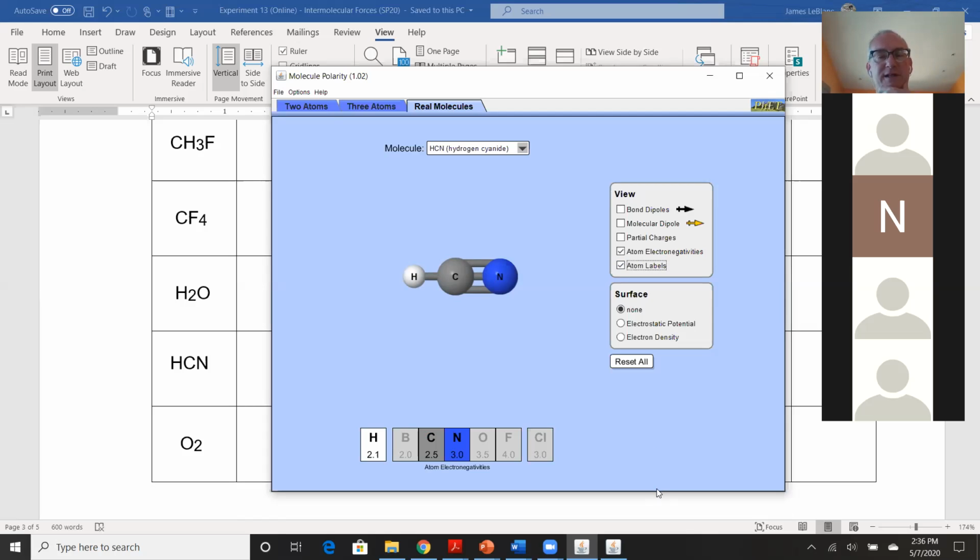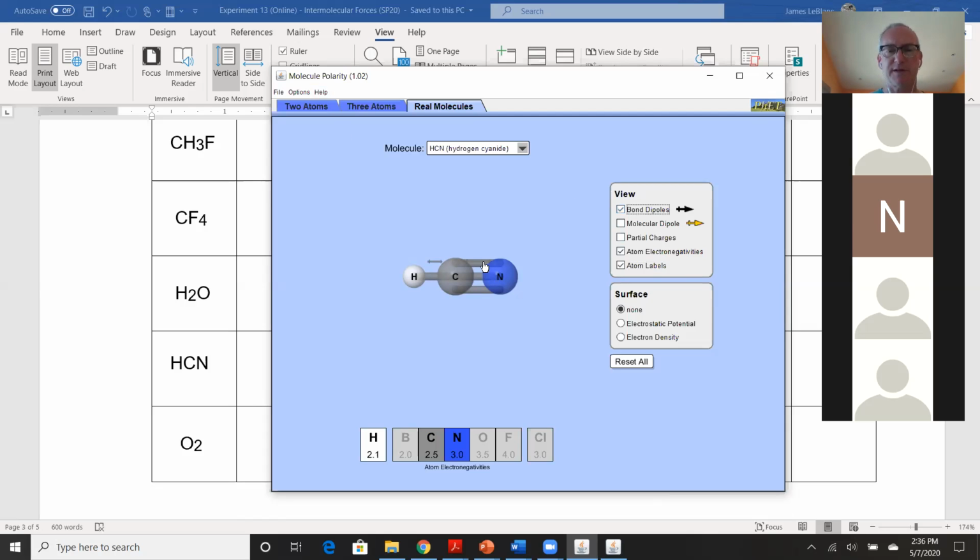Do we have any differences in electronegativity? We have some difference, right? Even if it's a small difference, we'll have some difference. Let's just see whether we have any bond dipoles. And you can see we do. I mean, they're not great. They're small, but we do see them.